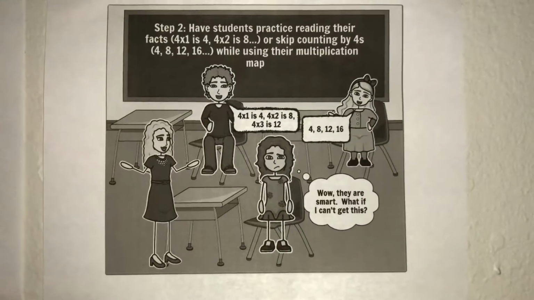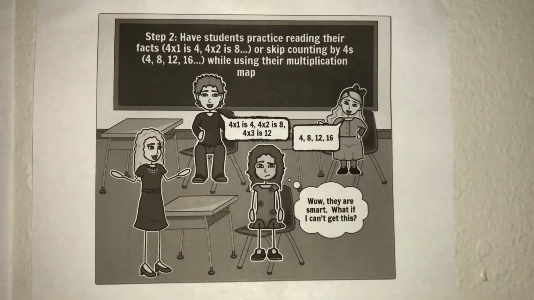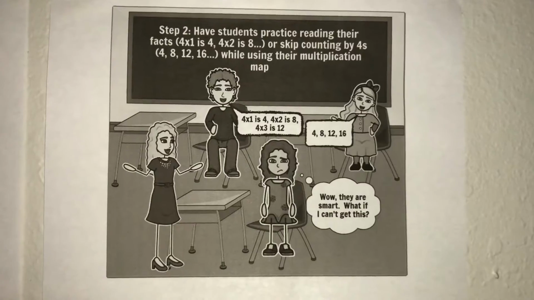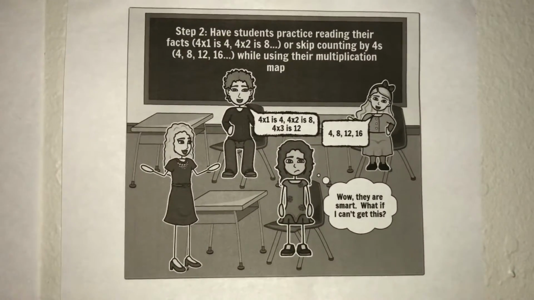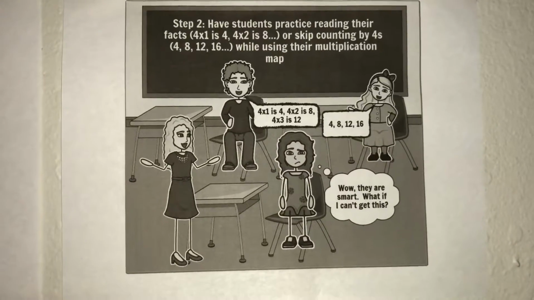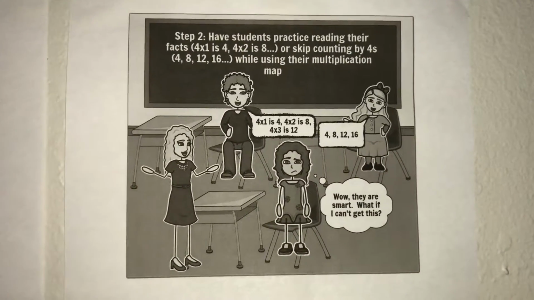Step 2 is to have students practice using their facts. They can say 4 times 1 is 4, 4 times 2 is 8, or skip counting 4, 8, 12, 16 while using their completed multiplication map.